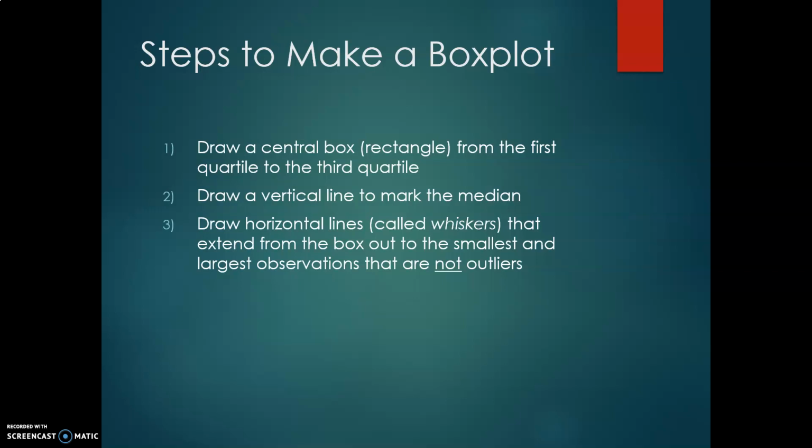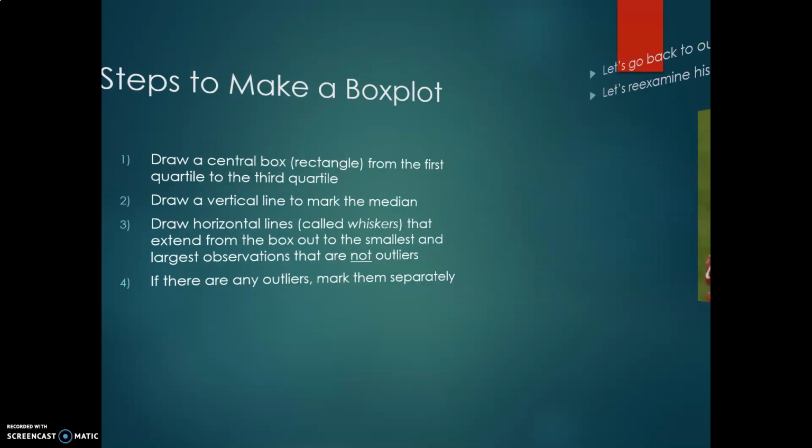And that's a key, okay? Outliers are dots. They are not drawn on. And don't worry, I'll show you an example of this here in a second, so don't get too confused on me. Okay, and then as I said, we're marking those outliers separately.